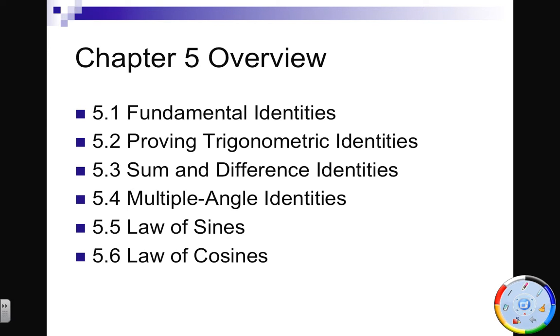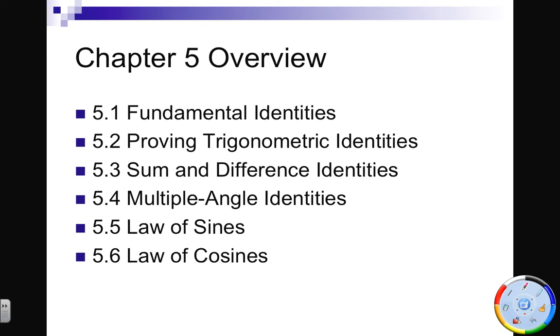All right, and then the last 2 sections, 5.5 and 5.6, the law of sines and the law of cosines, are 2 super cool things that we can get outside of right triangles, because everything we've been doing is in right triangles, but trigonometry is not only about doing things in right triangle trig. We'll get outside. We'll see what that means as I get closer to that.